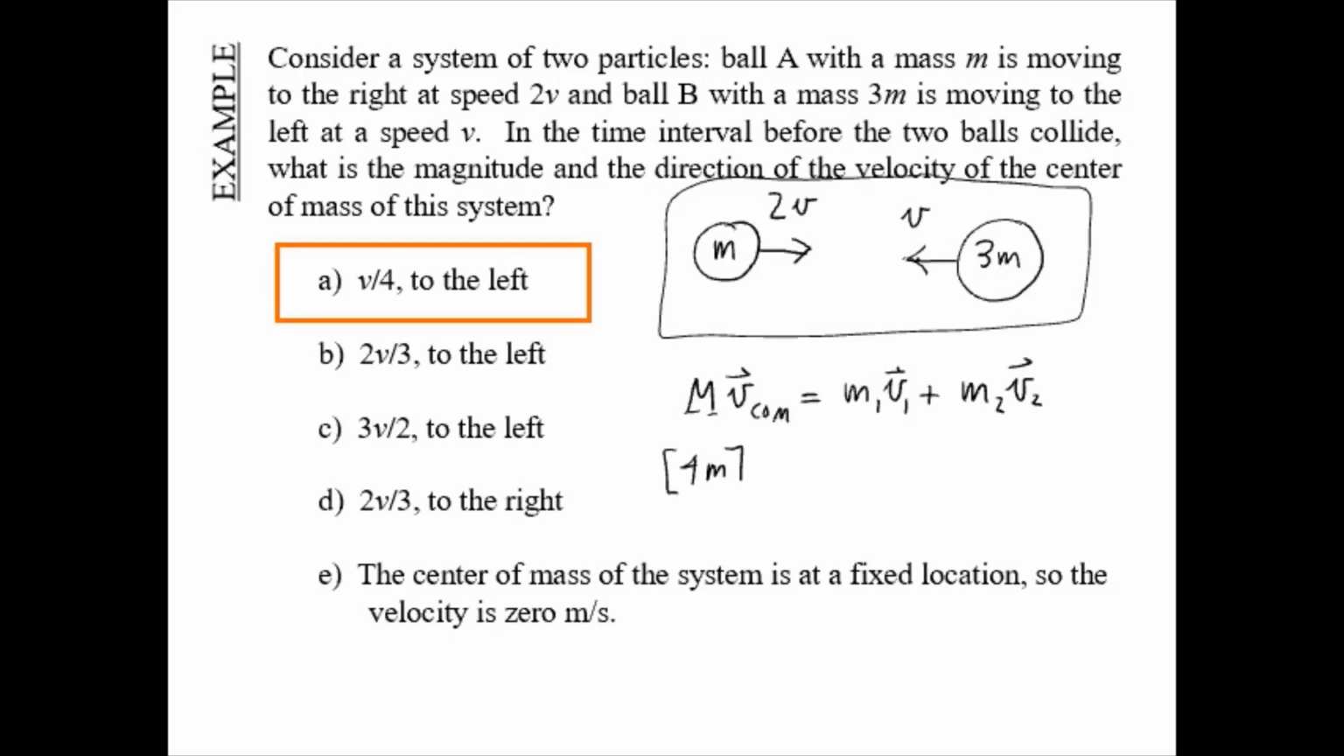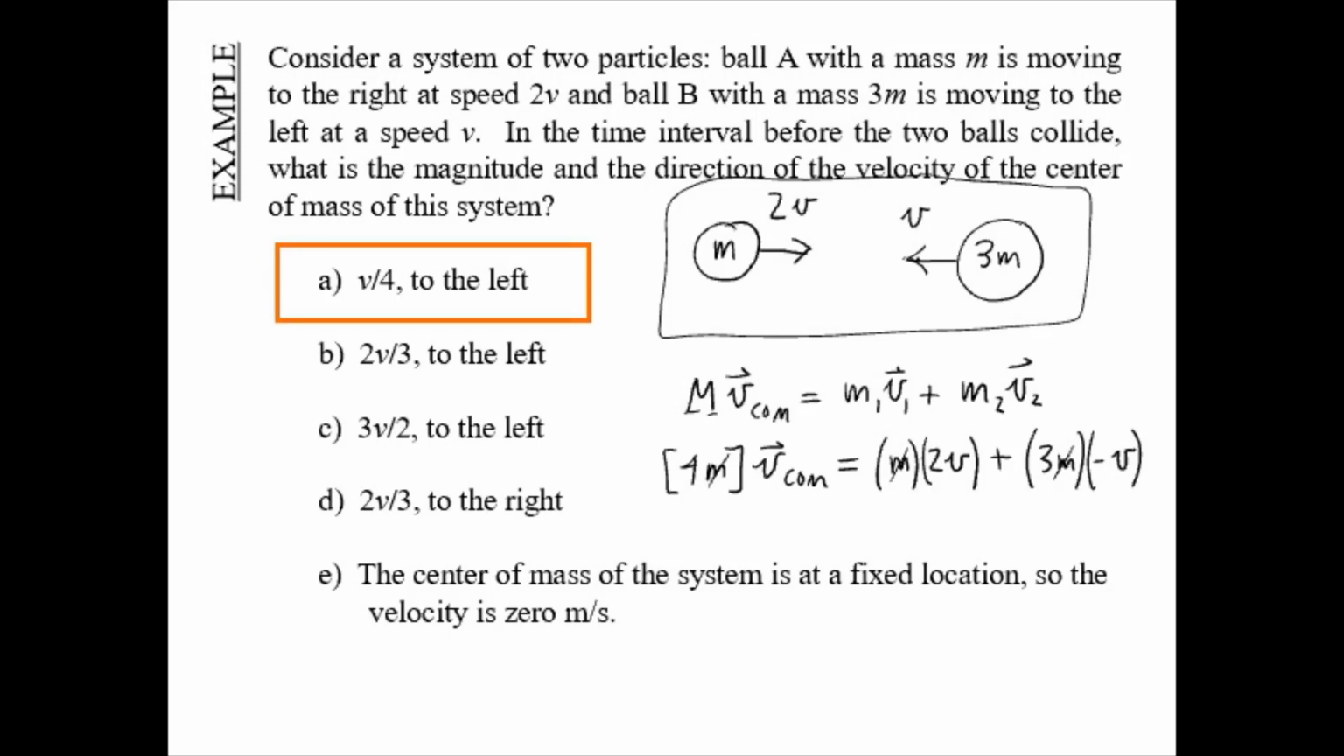We have a mass m, and we have a 3m. And so that times the velocity of the center of mass has to be equal to mass 1, which is m, times its velocity, which is 2v, plus the mass of object 2, which is 3m, times its velocity, which is negative v. Remember, signs matter. These are vectors, right? And so when we go ahead and do the math here, what do we get? Notice every term has an m in it, actually. All right? So it turns out that the mass m doesn't even matter.